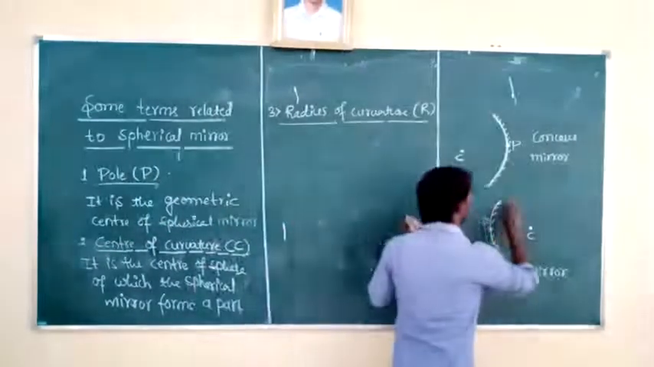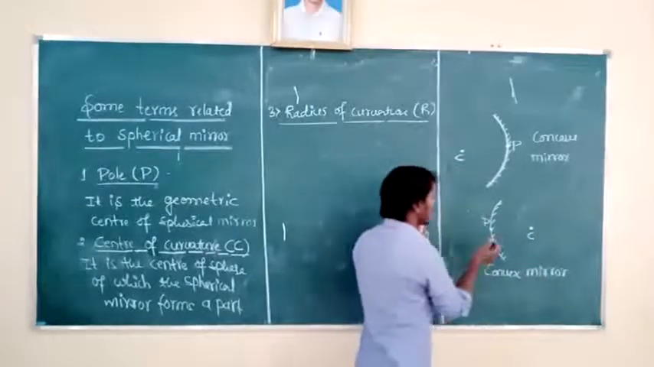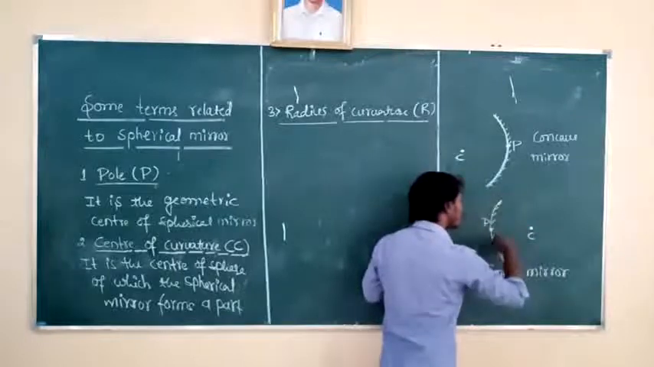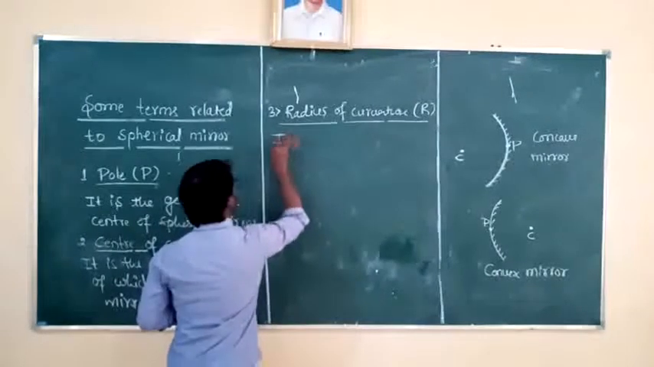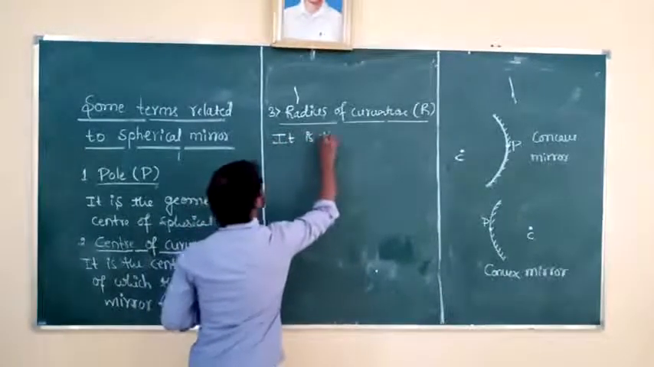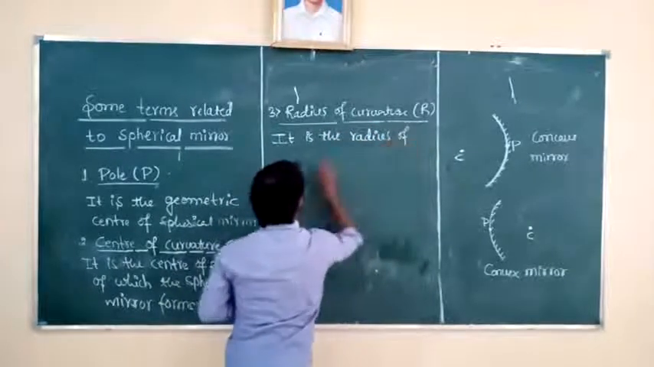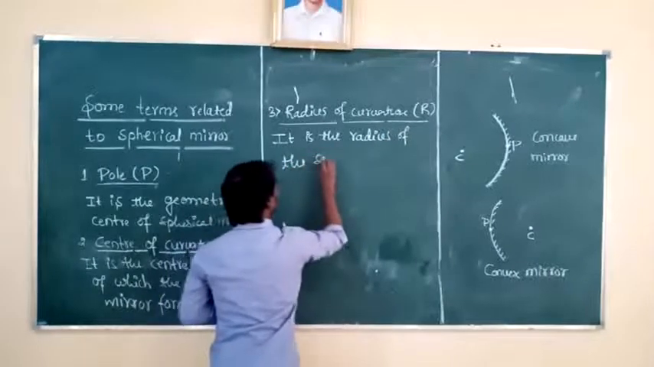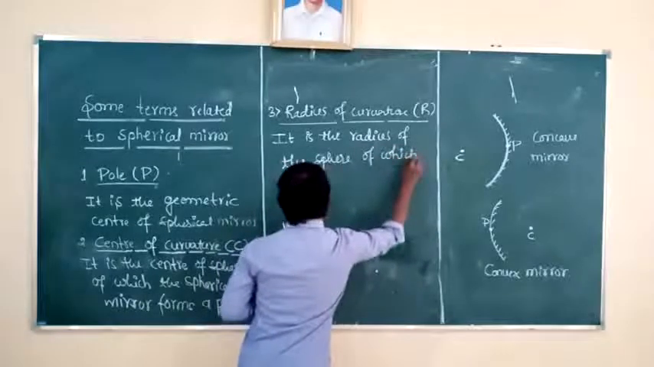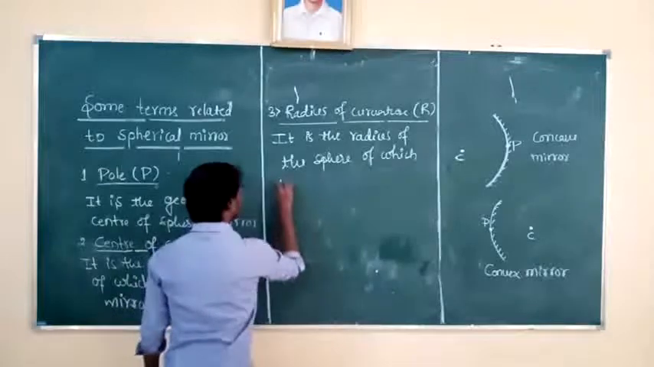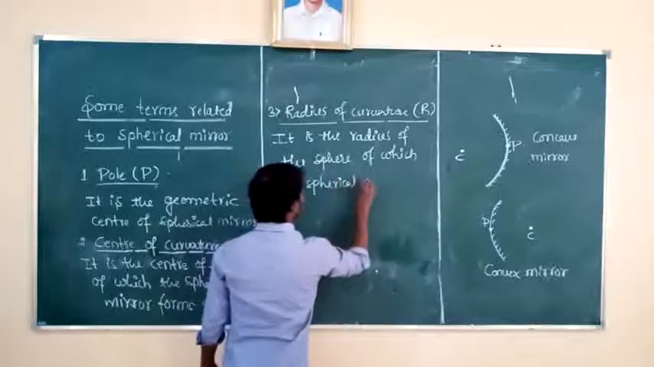Here also, what is the radius of curvature? If I extend this, it will become a sphere. Then it is the radius of the sphere of which the spherical mirror forms a part. So how do we define the radius of curvature? It is the radius of the sphere of which the spherical mirror forms a part.